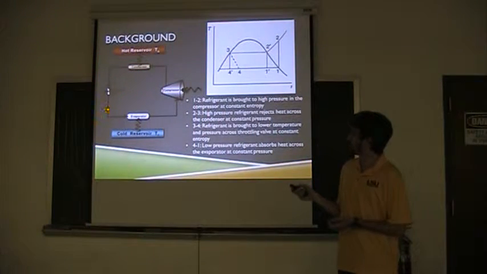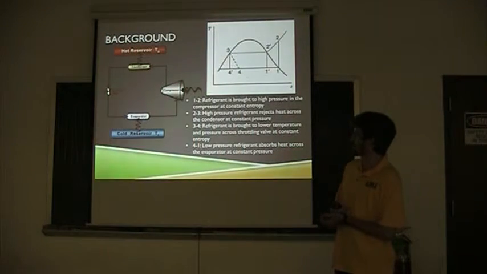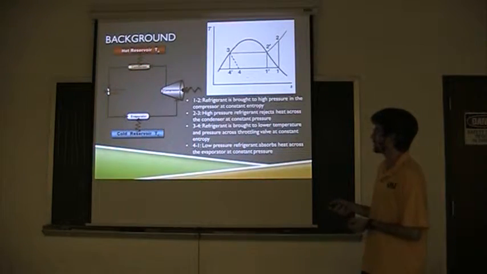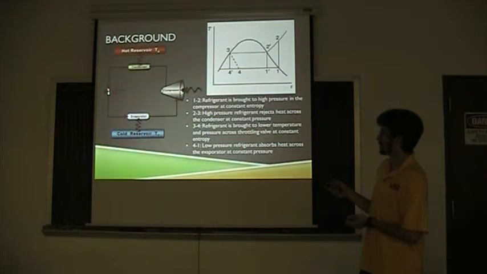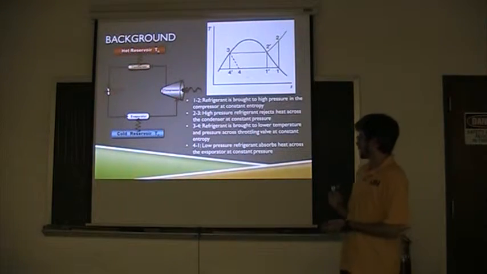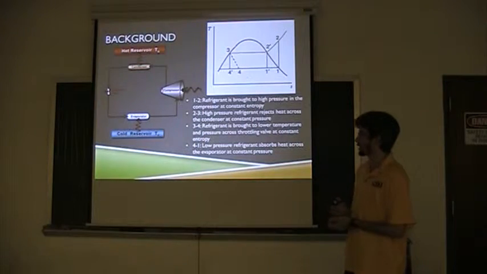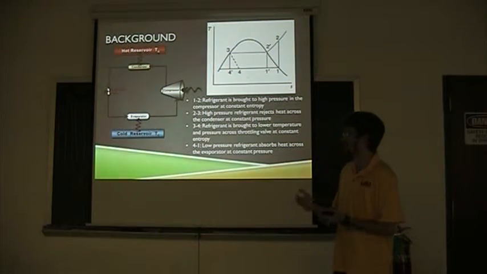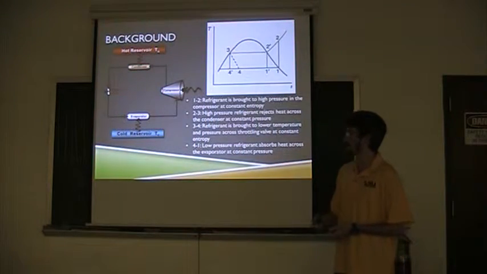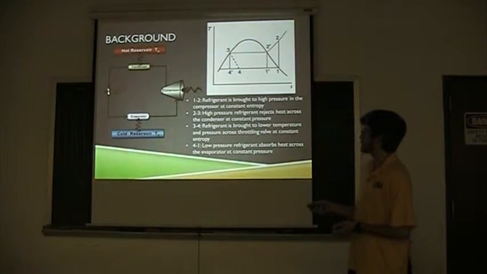From 3 to 4, the refrigerant is brought down to a lower pressure, ideally at constant entropy, across this throttling valve or capillary tube. And then from 4 to 1, the low pressure refrigerant goes across the evaporator where it's able to absorb heat or energy because it's at a low pressure and low temperature, and then repeats the cycle.